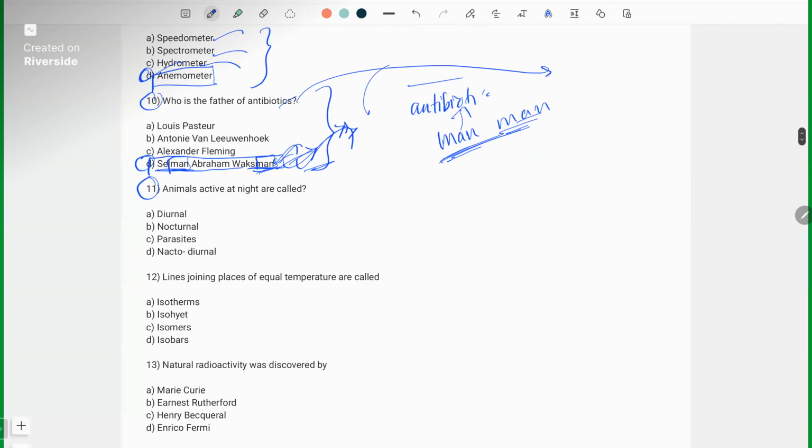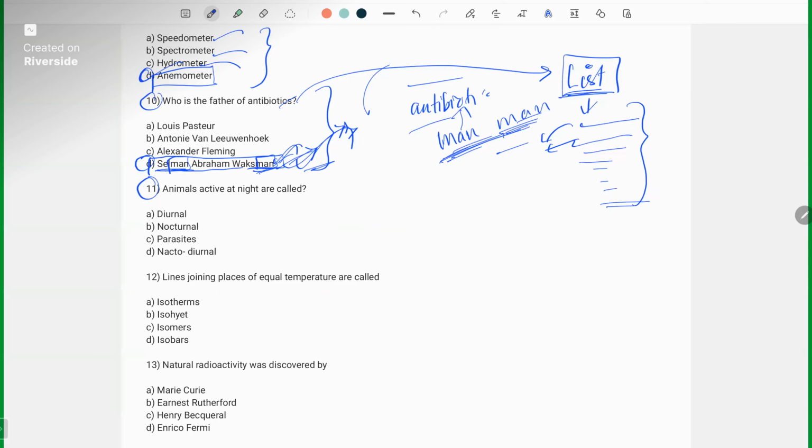And you have to make a list of things which I'll be giving you. Certain topics like antibiotics, radioactivity. I'll be providing you with certain topics at the end of this general science class, and I want you to find out who discovered that particular thing, who is the father of that particular thing. Make a list and revise it before the exam. Okay, you have to do that and use your own memory methods.